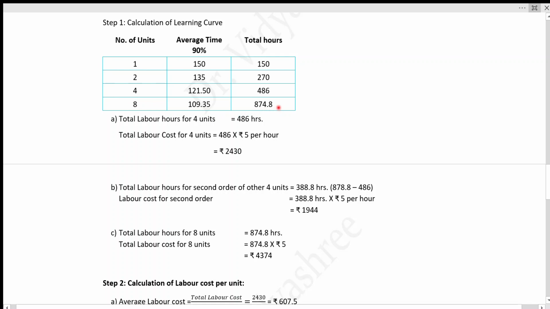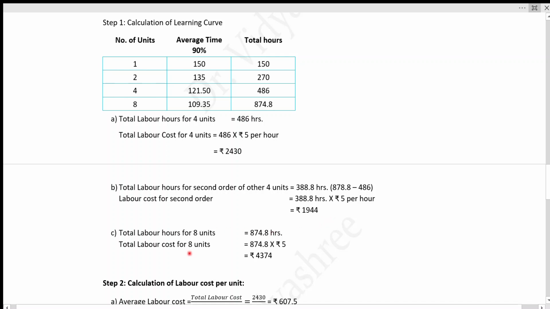In other words, 874.8 minus 486 gives the total hours required to manufacture the repeated order of 4 units. The same thing is given here: 874.8 minus 486. So we get 388.8 hours as the total labor hours required to manufacture the repeated order of 4 units. Now we know the total hours, it's easy to calculate the labor cost for the second order. Take the hours and multiply with the rate, rupees 5 per hour. We get the labor cost of the second order as rupees 1944.